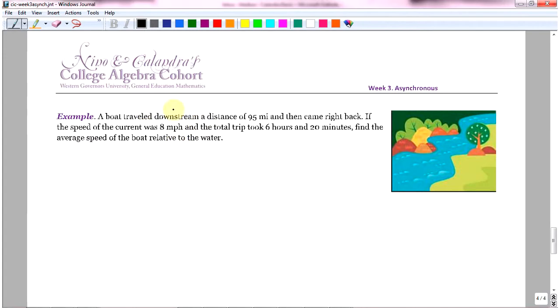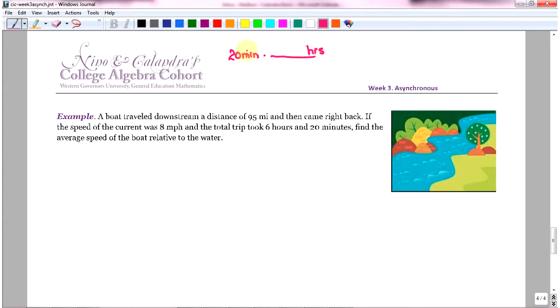Okay, before I do anything, I'm looking at the time that I'm given, 6 hours and 20 minutes. Notice that the speed we're given is in miles per hour. It's important that we stick with the same unit of time, hours, so we need to convert minutes to hours. If I look at 20 minutes, you may do this a shorter way, but I just want to give you a method that will always work.